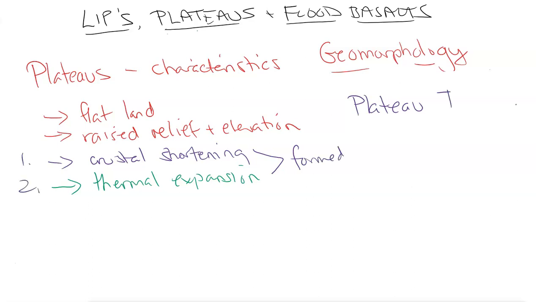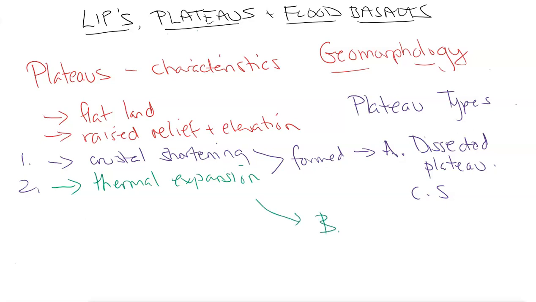Now the plateau types obviously relate to the formations. Put type A: dissected plateaus, which is our crustal shortening. So that's that one there, in purple. And the other type is going to be type B, which is volcanic plateaus.